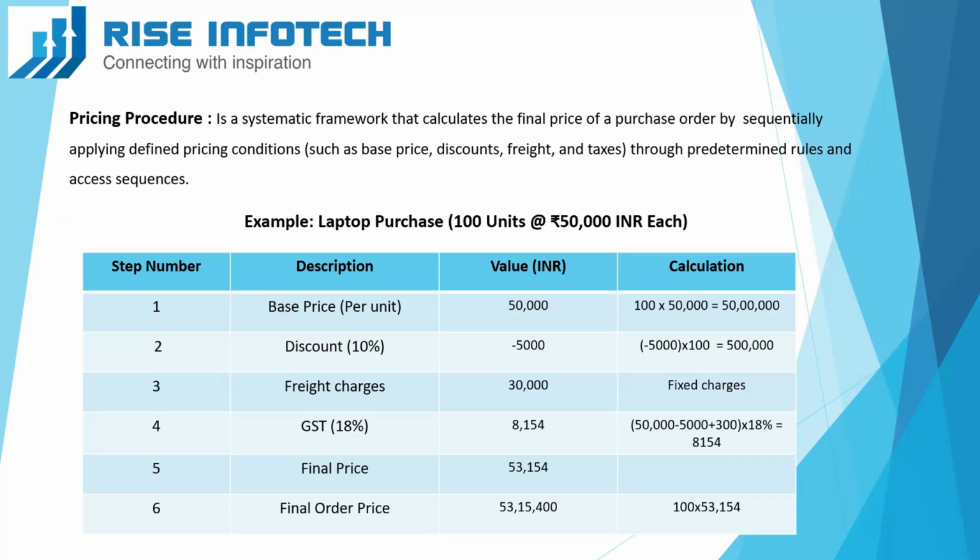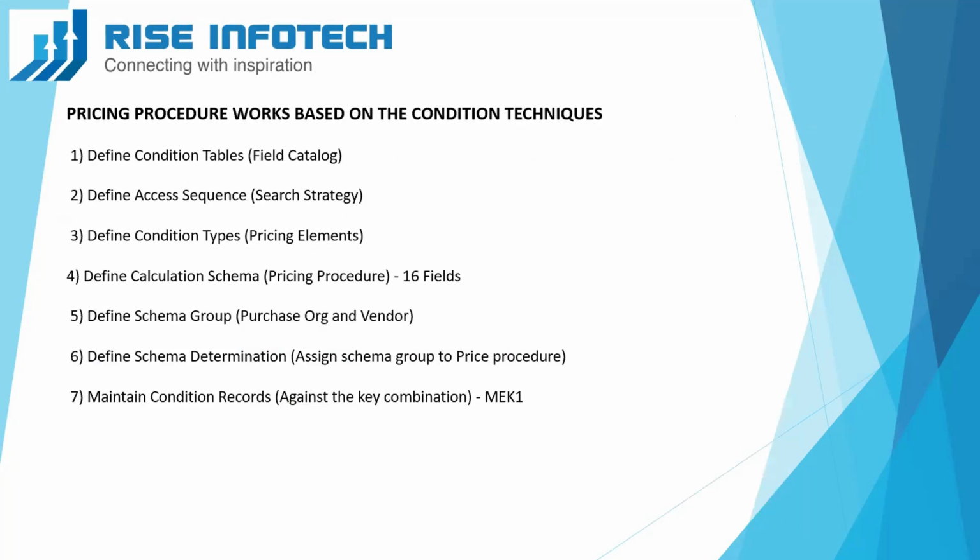So where the company will fix the product from the particular vendor. What are the condition techniques or procedures we have to follow in the pricing procedure? The first one is to define the condition table, where we have a set of catalogs, like we'll fix the company code and vendor and three to four other parameters, and we'll make one condition.